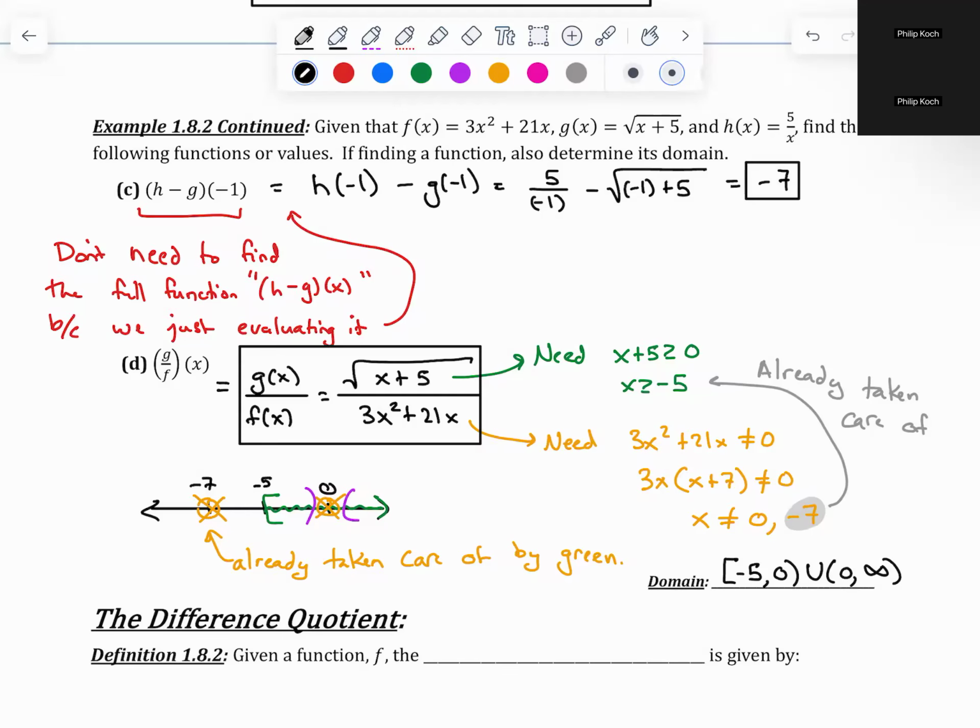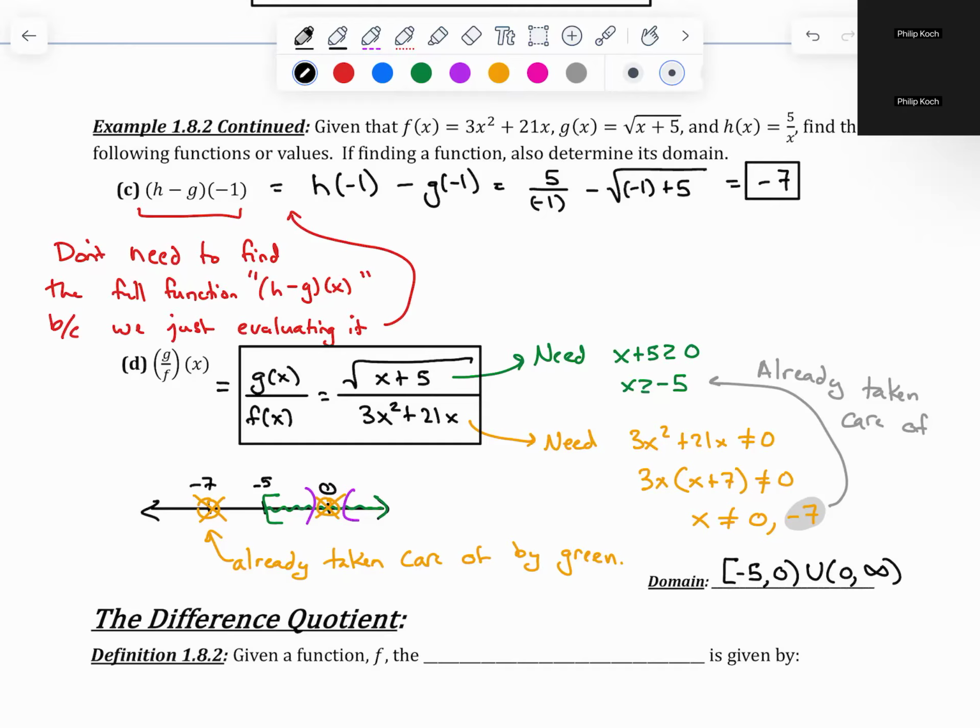Okay, so this is what you should get. F divided by G, or sorry, G divided by F of x is by definition g of x over f of x. So that's going to be the square root of x plus 5 over 3x squared plus 21x. Since there's a square root, we need the inside of it to be greater than or equal to 0. So we need to make sure that x is greater than or equal to -5. And then if you look at the denominator, you can't have that equaling 0, because if it did, you'd be dividing by 0.